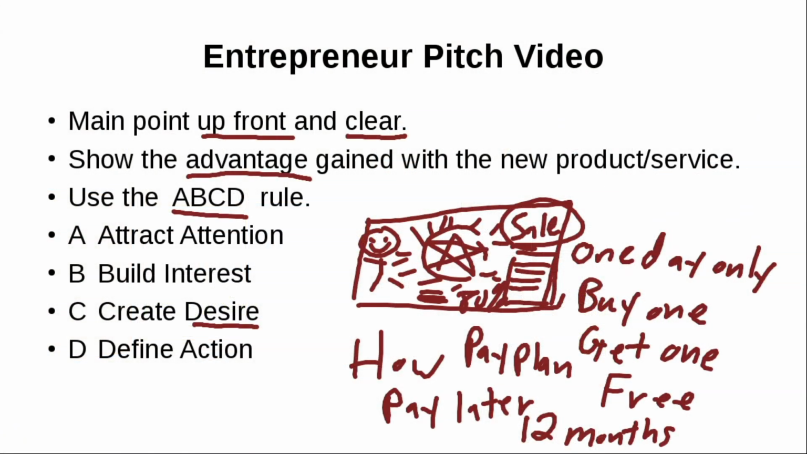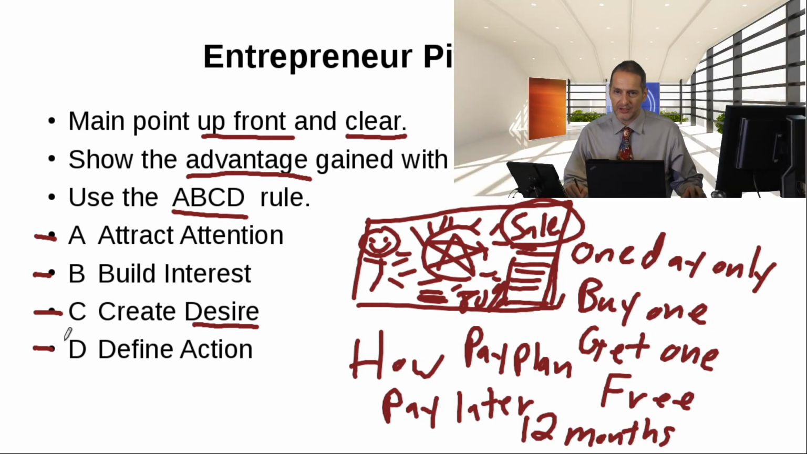So that's the ABCD. One more time, because I think it's really easy to remember, and it's a great rule of thumb. And this is how you make your video for selling your pitch, selling your product. A, attract attention. B, build interest. C, create desire. D, define action. ABCD rule for marketing, and this applies to making your entrepreneurial video, of course. A great way to do it.